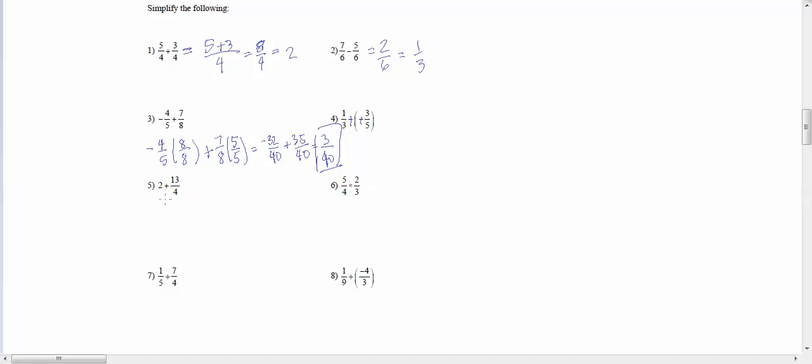Alright, let's take a look at this one. 2, that is not a fraction. Actually, it is. It's the same thing as 2 over 1 plus 13 over 4. And I'll tell you what, I'm not even going to go step by step through it.